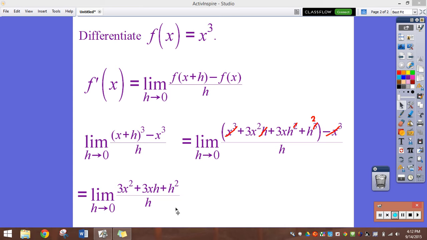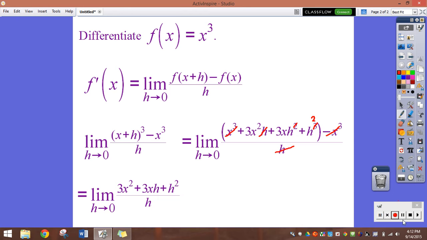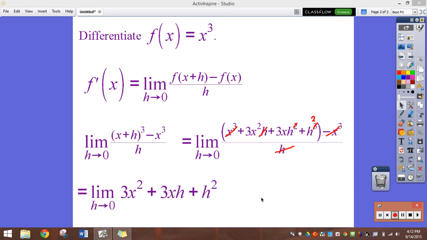Oh, nope, that's not correct because I eliminated the h in the denominator as well. So actually it would be the limit as h approaches 0 of 3x squared plus 3xh plus h squared. And so from there, I can use substitution now because I would get a defined expression. If I plug 0 in for h, these two terms would just equal 0, and I'd just be left with 3x squared.